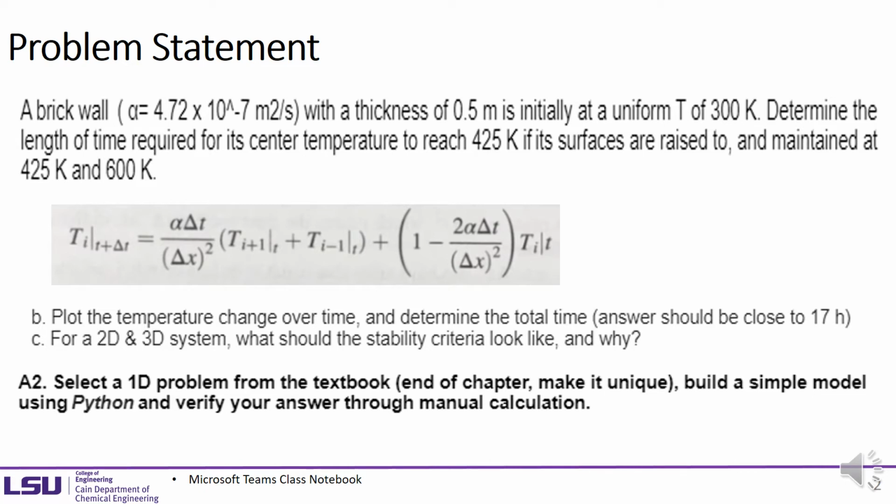I used the equation shown in the middle in order to solve this problem in Python. For part B, I was to plot the temperature change over time and determine the total time for the center temperature to reach 425 K. For part C, I was to find the stability criteria for a 2D and 3D system and be able to explain what they look like. For the second problem, I was able to select a one-dimensional problem from my textbook, which I used Chapter 3, Problem 31, and I built a code for that in Python and also did hand calculations in order to back my work up.